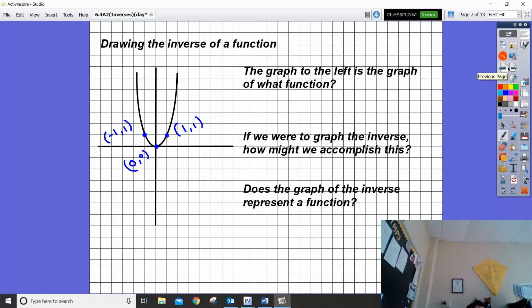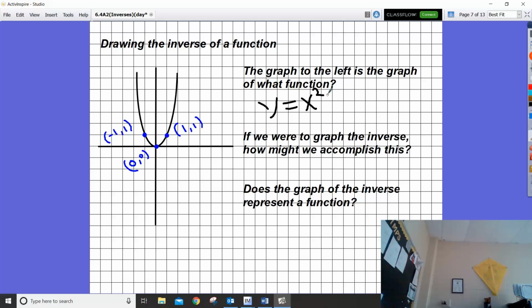All right, so here we get to drawing the inverse of a function. There's a couple of questions here before we actually draw its inverse. Does anybody know what this is the graph of? That is y equals x squared. You take a 1 and you square it. What do you get back? 1. You take a -1 and you square it. What do you get back? You get positive. This is y equals x squared.